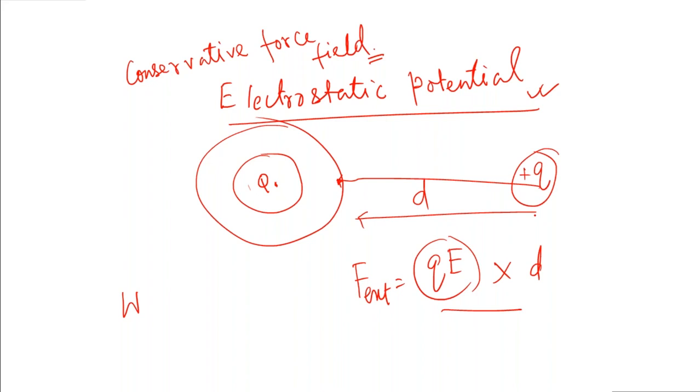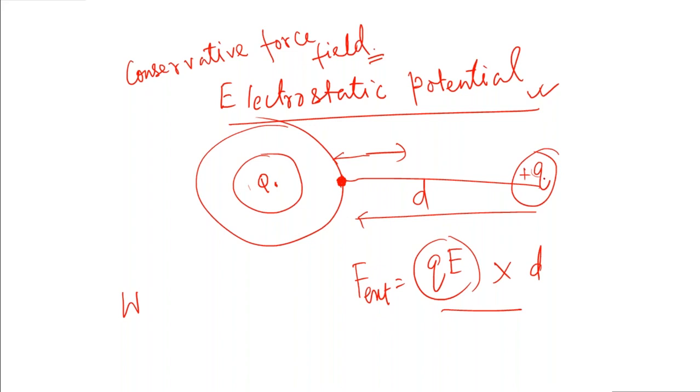When you do work against the electrostatic repulsive force, which is acting like this, this positive charge is repelling this charge Q, and at the same time this charge is also repelling this one. So this work done is stored at this position as potential energy. That is called potential energy.